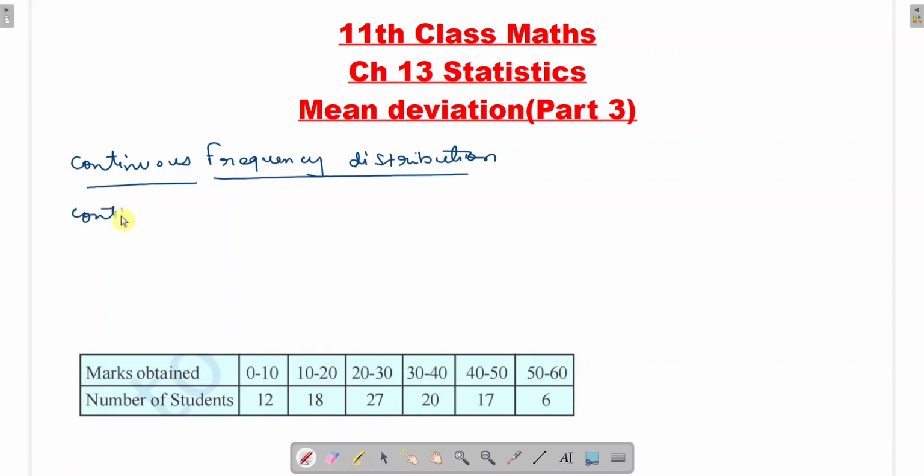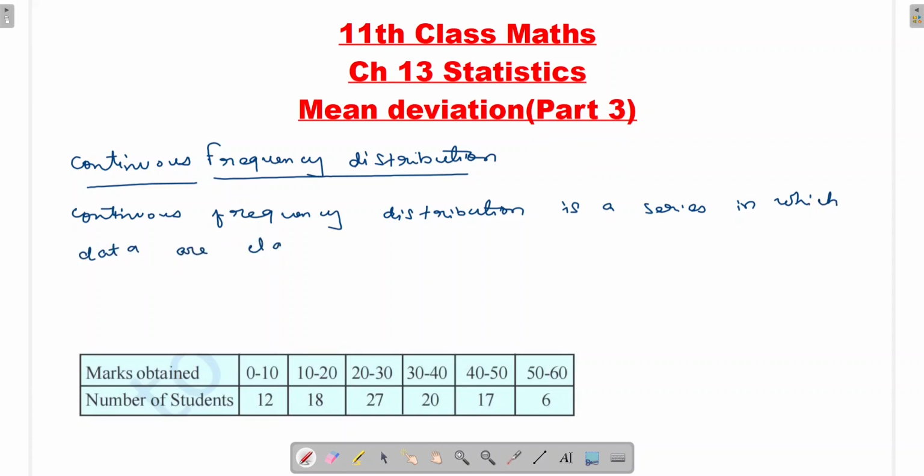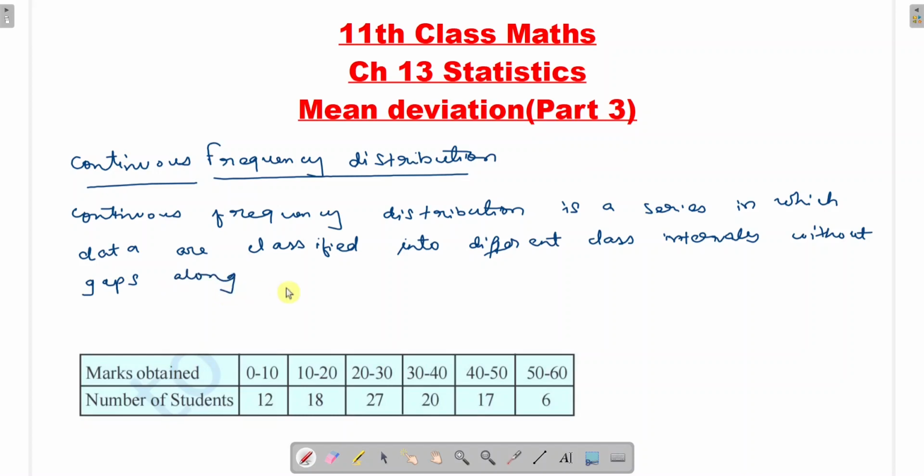So continuous frequency distribution is a series in which data are classified into different class intervals without gaps along with their respective frequencies.